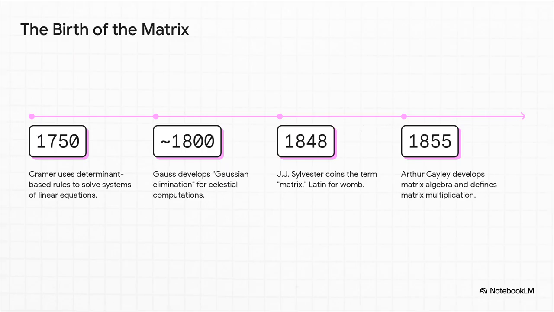And this thing didn't just pop into existence. Nah. It took like 100 years to cook. It all started back in the 1700s and 1800s with guys like Cramer and Gauss using similar ideas to solve equations. But the name, that came from J.J. Sylvester in 1848. He called it a matrix, which is Latin for womb, because he saw it as this thing that gives birth to other mathematical ideas. Pretty cool, right? And then Arthur Cayley came along and really kicked things into high gear by creating matrix algebra. That was the real game changer.